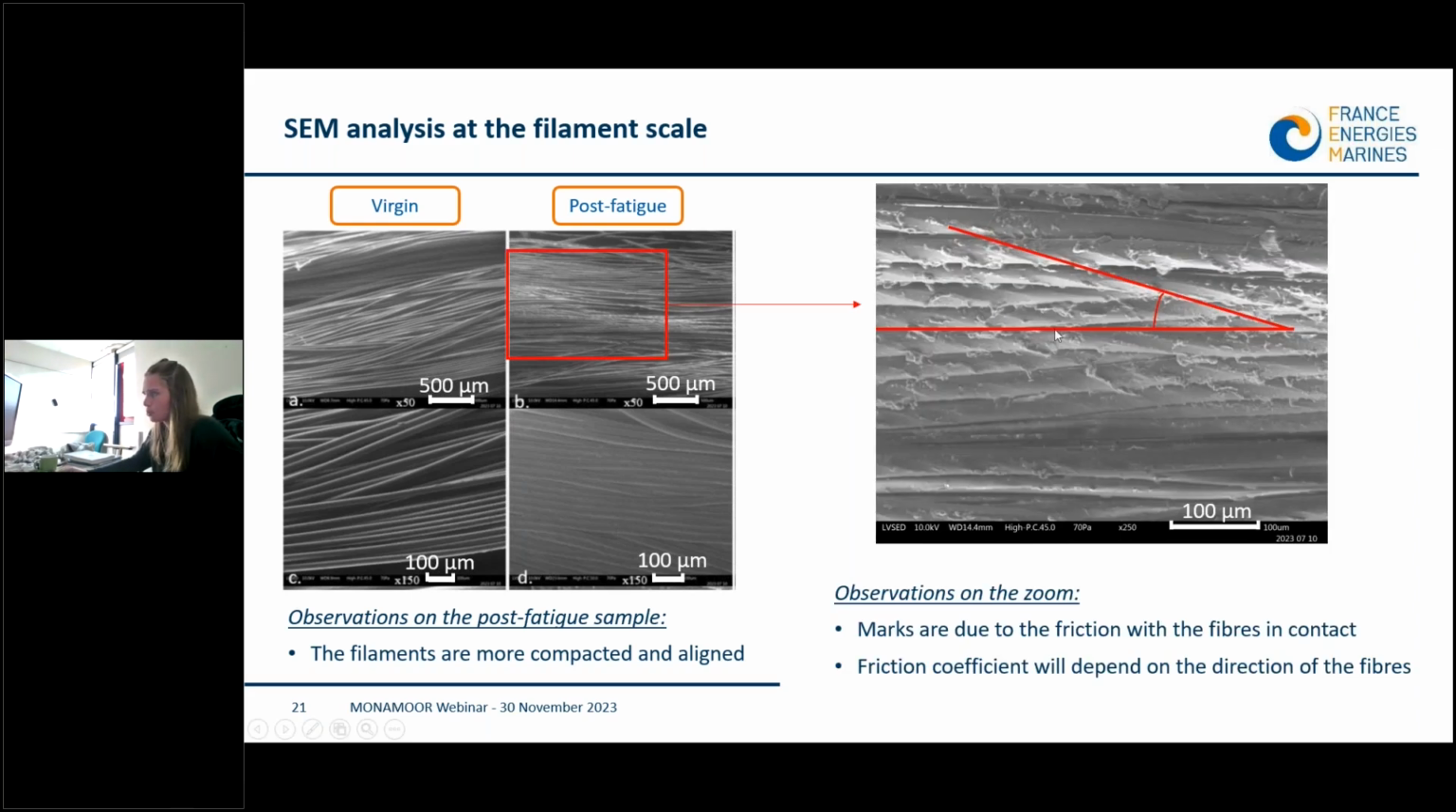Finally, if we zoom, we can see a mark which is due to the friction between the fibers during the fatigue test. That shows that we have an evolution of the surface, the friction coefficient between the surfaces in contact, because we have a degradation of the material, and we have a change in shape of the fiber. So this is important to notice.